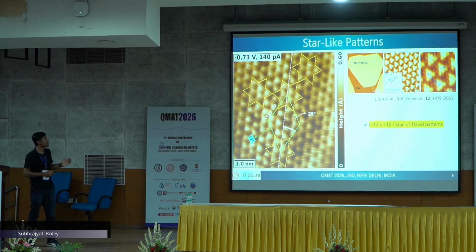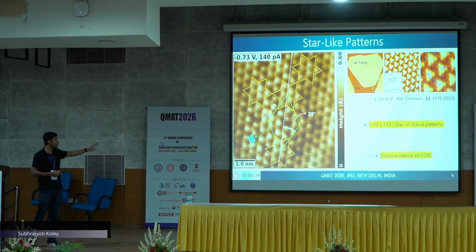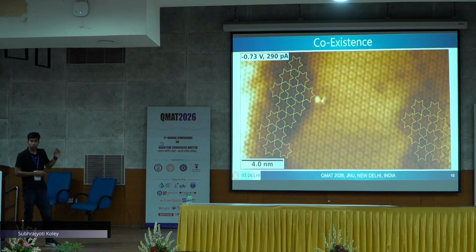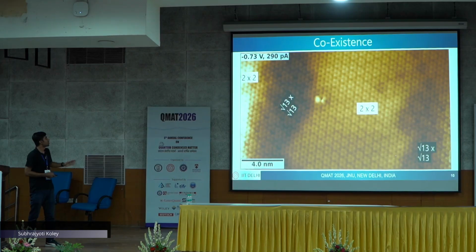So this is monolayer 1T NbSe2. Although it's a different system, this type of star pattern has also been seen there. So we can say this is direct evidence of the CDW because of the Star of David pattern. Now we found that on one surface we are getting some domains that contain the Star of David as well as some 2x2 reconstruction. This part has some stars, some triangles, and this part is 2x2, and they are coexisting on the sample surface.